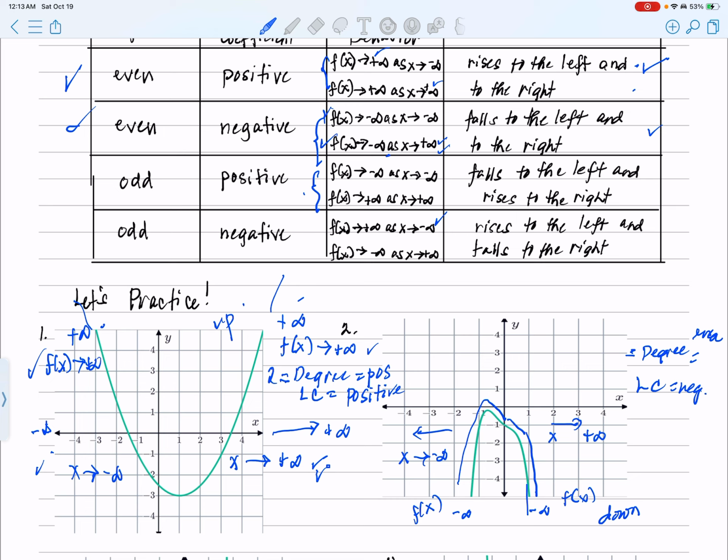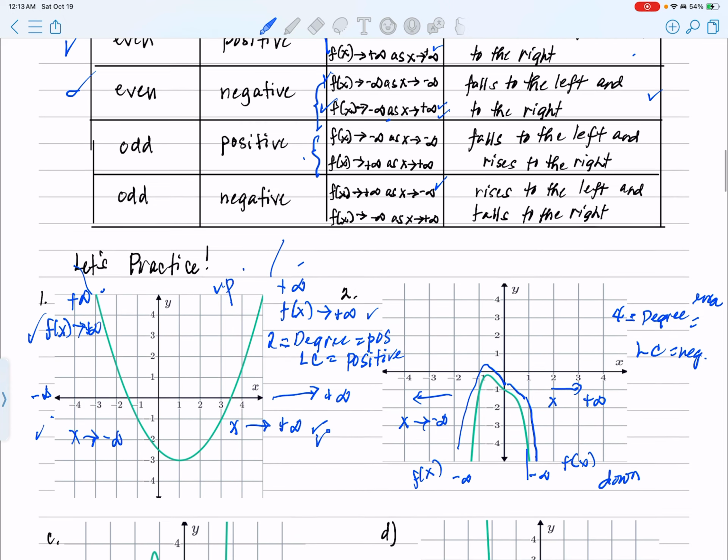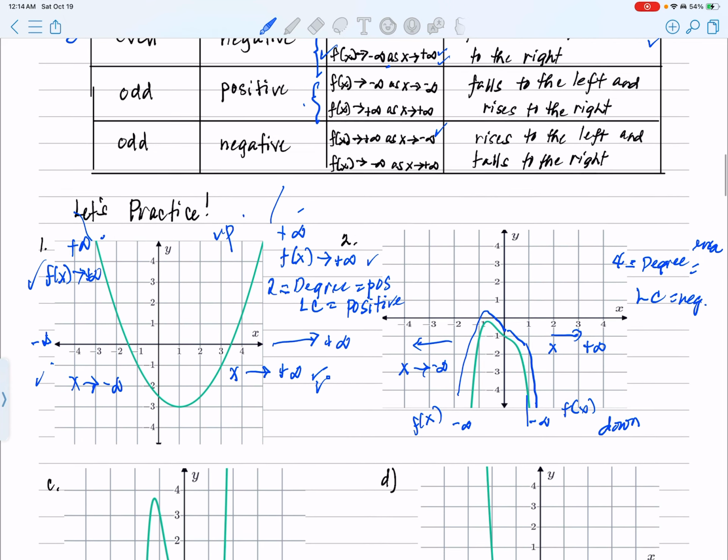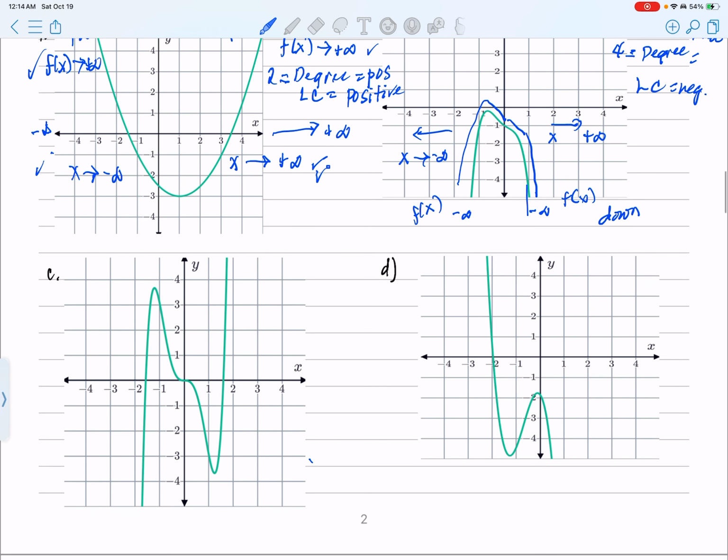Okay? So our degree is 4. Every time the curve changes, you count that how many times. All right. Let's do this. First of all, look at the end behavior. So this is rising up. That means it's positive infinity.